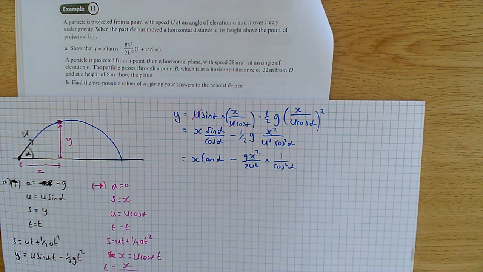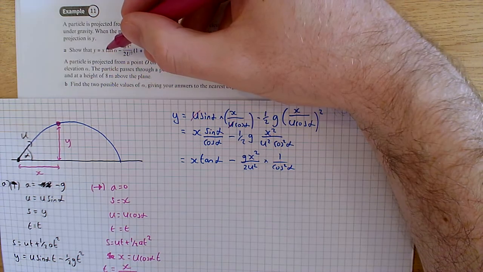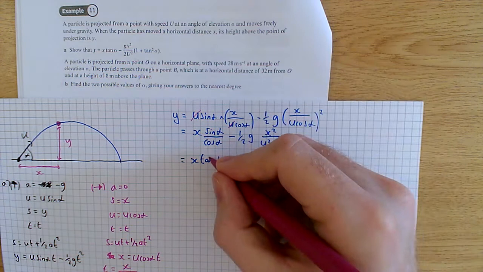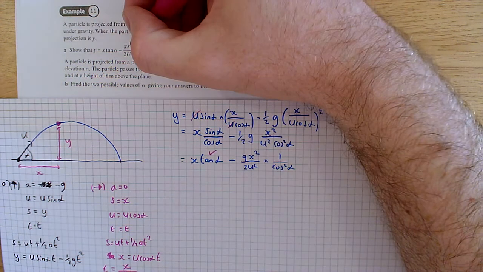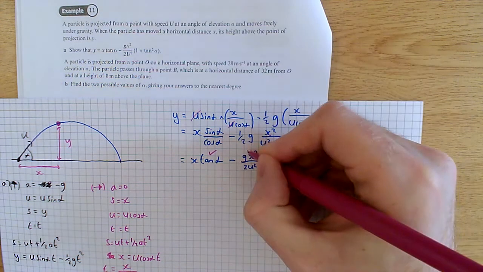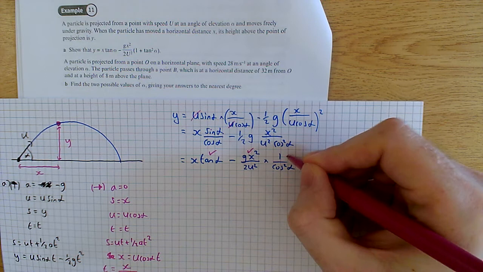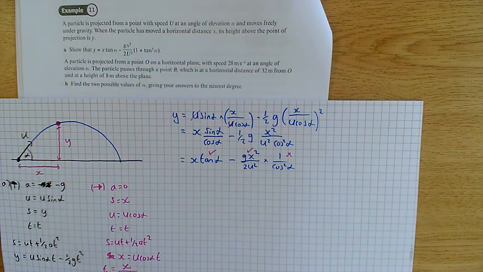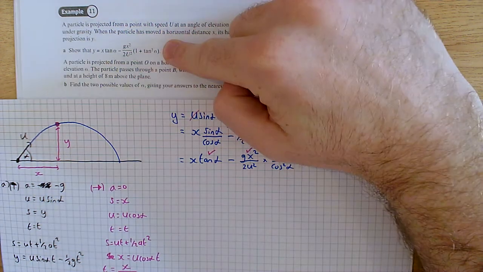Then again, at this stage, I go back and I consult what I've got at the top here. And you can see that y equals x tan alpha, that's good, minus g x squared over 2u squared, I've got that as well, but then I've got a problem with my 1 over cos squared alpha. Right, so either something's happened and I've made a mistake, or 1 over cos squared alpha is equal to this.